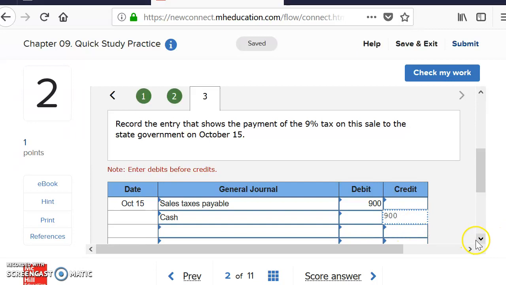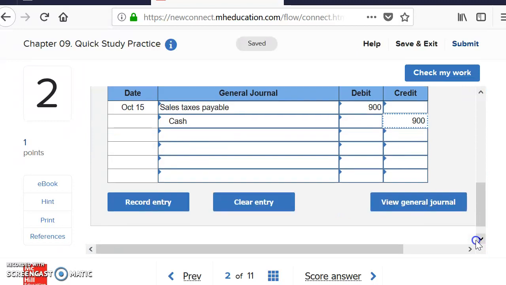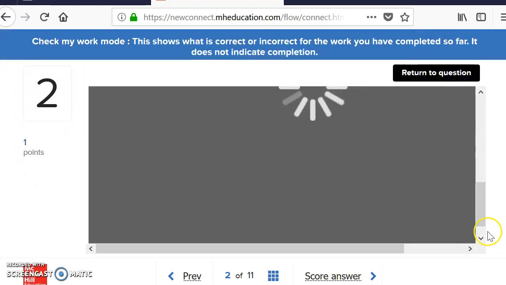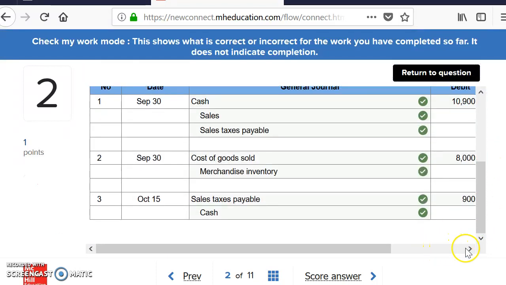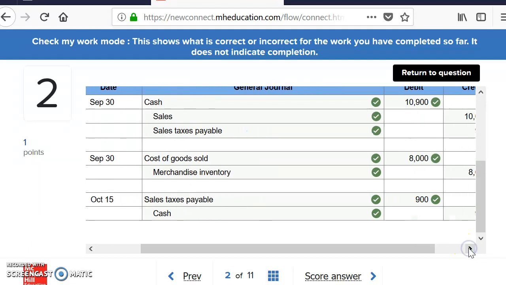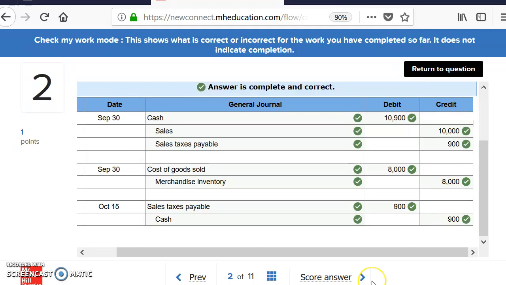That concludes quick study question 2 for sales tax. I'm going to record, and then check my work, of course, because I want to make sure I get all my points correct. This is what it should look like in your journal.